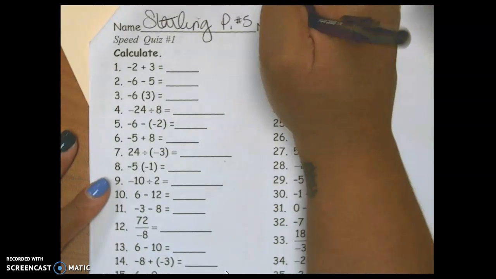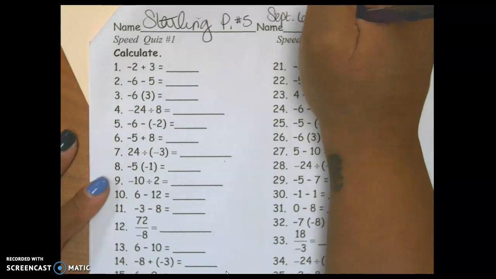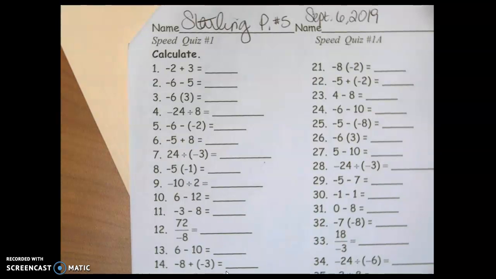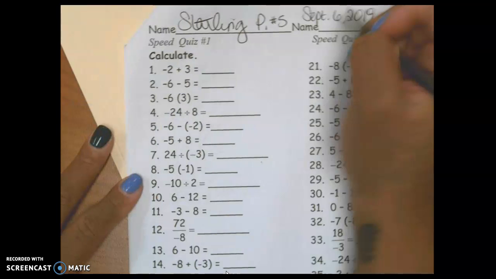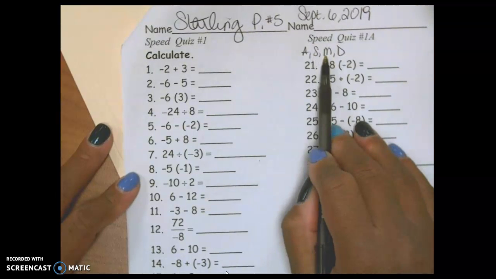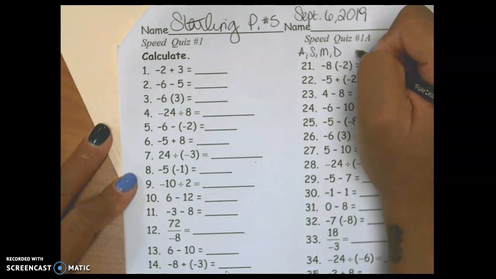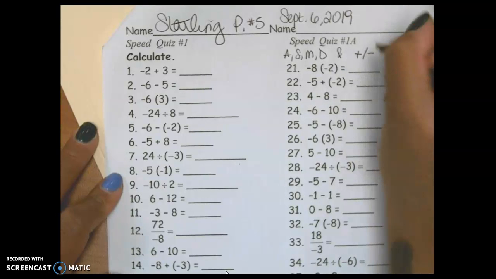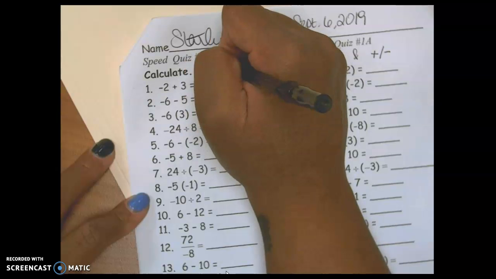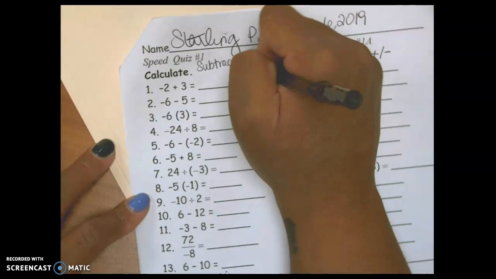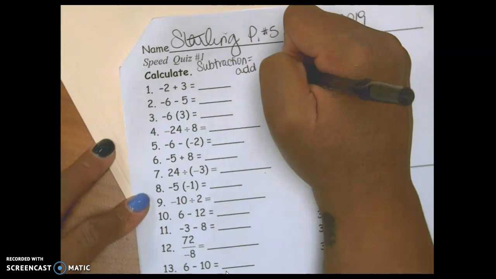Okay, so listen. I'm going to go through and figure out two things: what operation I need to do for each problem, and what type of answer I'm going to have. What are the 4 operations? Add, subtract, multiply, and divide. And what kind of answers can I have? Positive or negative. And when I see subtraction, I need to do what? Add the opposite.